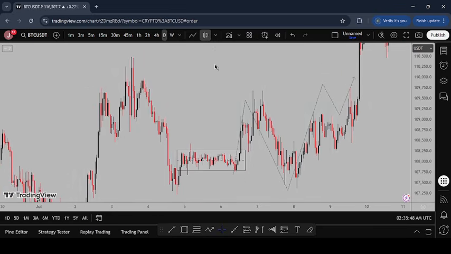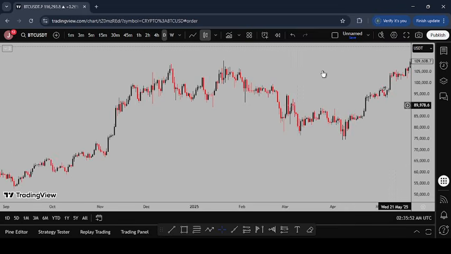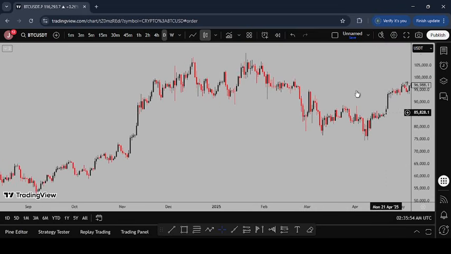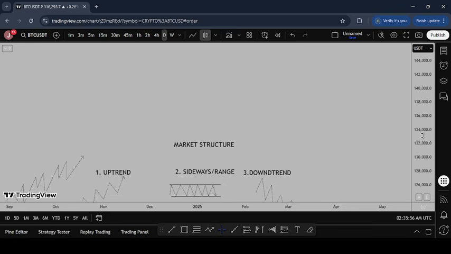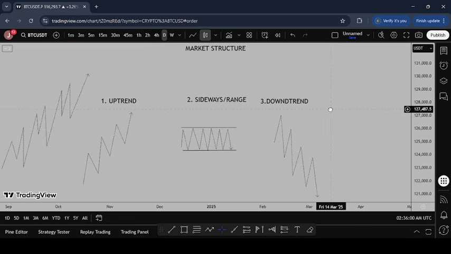In our next video, we'll be going deeply into market structure, understanding the trends very properly. This is just an introduction to this. We will be understanding market structure. We'll be talking about the break of structure. We'll be talking about market structure shift, how the market moves from an uptrend to a downtrend, and how to catch those moves.